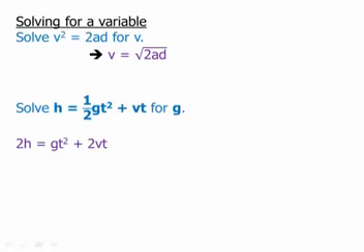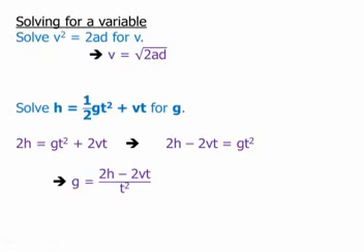For example, we might have to solve h equals 1/2 gt squared plus vt for g. And again, the formula, they may or may not give us an explanation of what this formula is. So we're going to multiply all the terms by 2. Then we're going to solve that one term that has a g in it, and we're going to divide by t squared. So we could write the answer like that, or we could split up the fractions, cancel a factor of t in the second fraction, and write it like this. Either one would be correct.